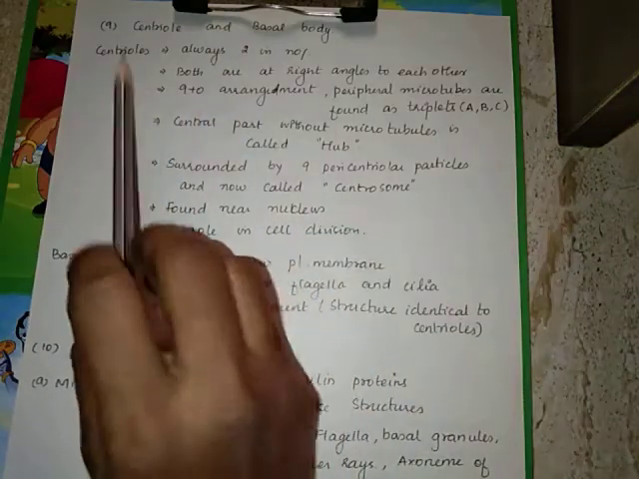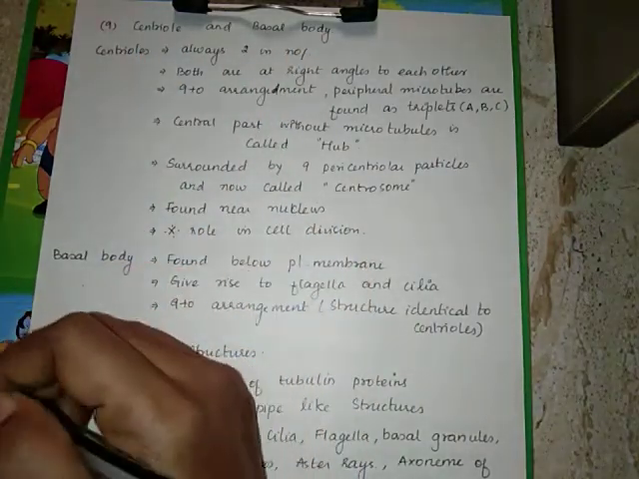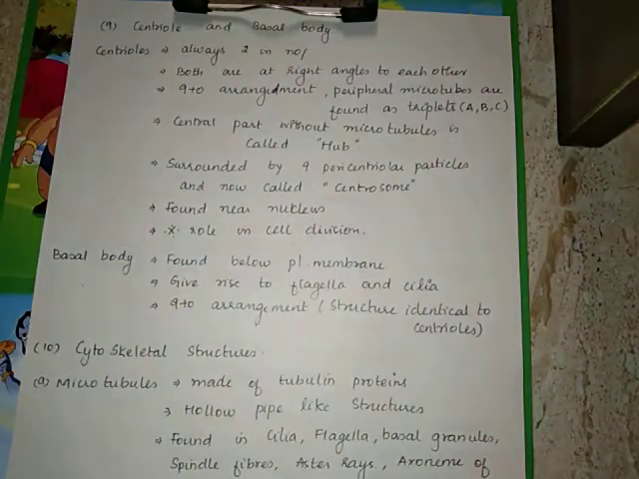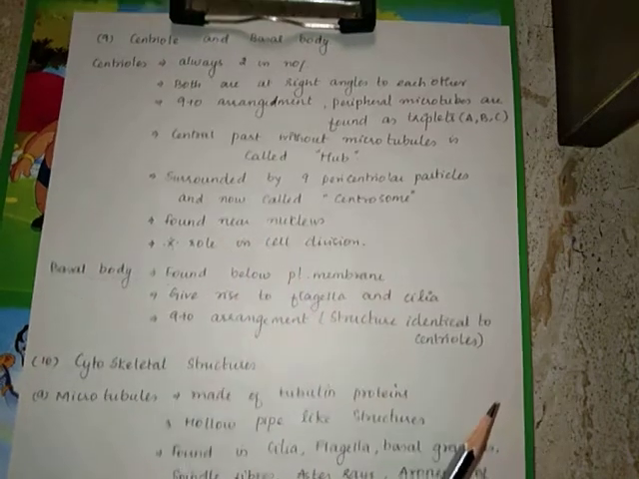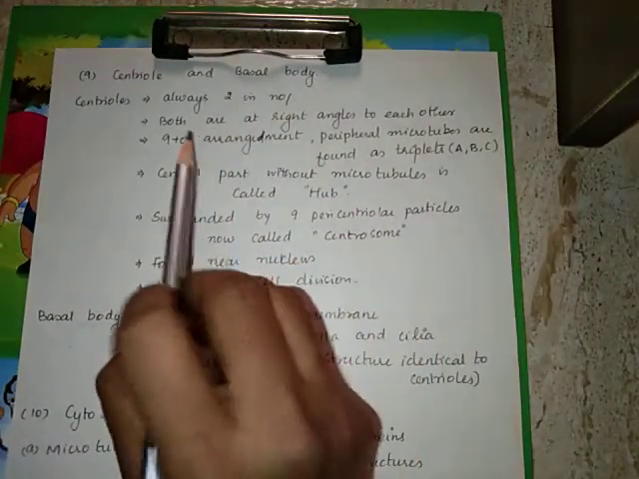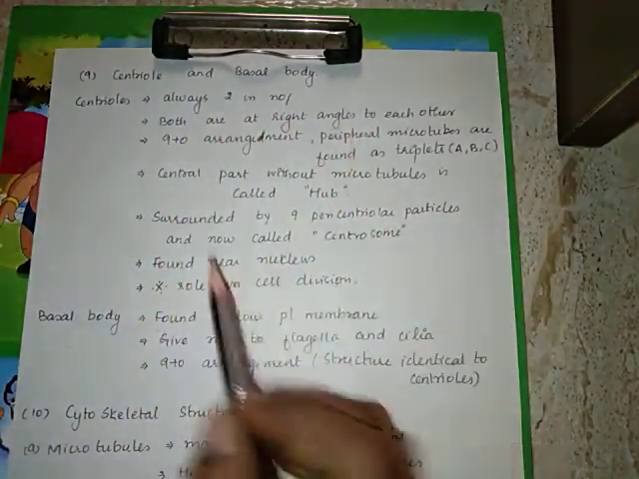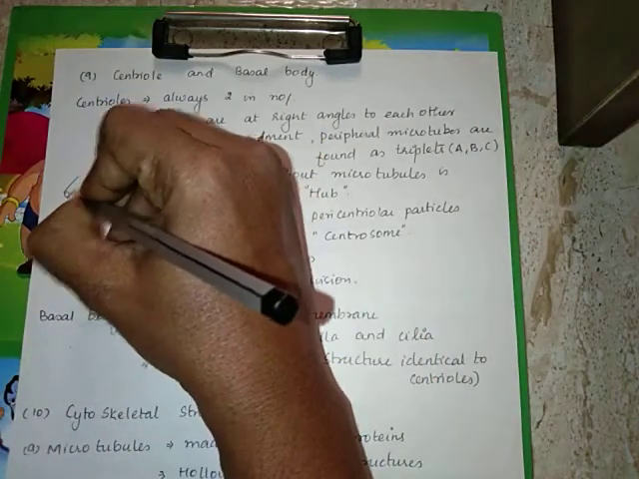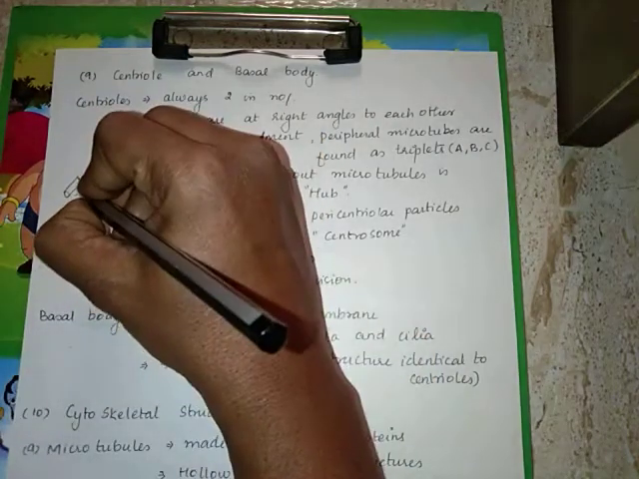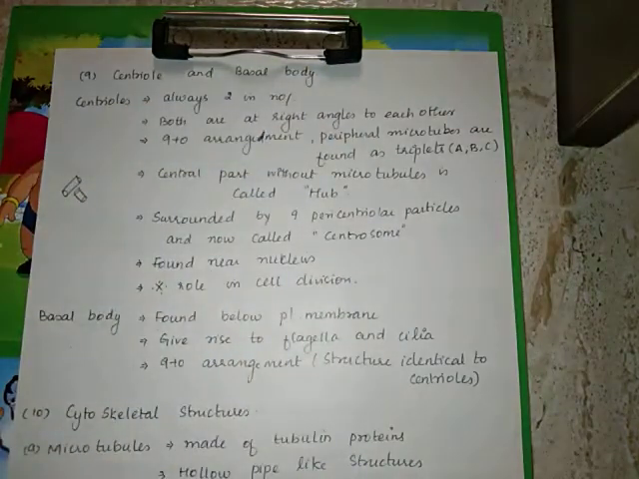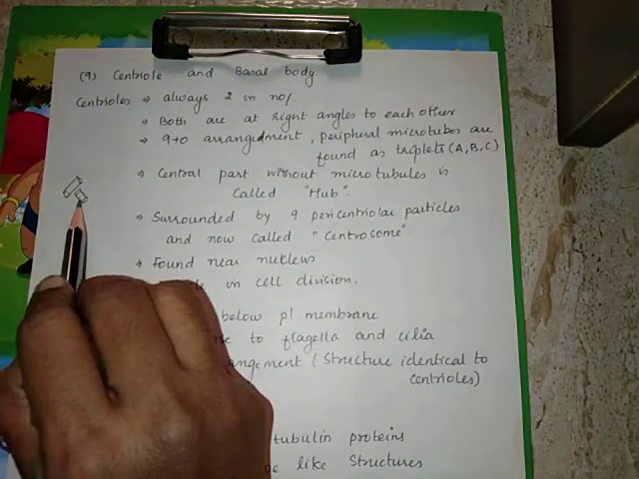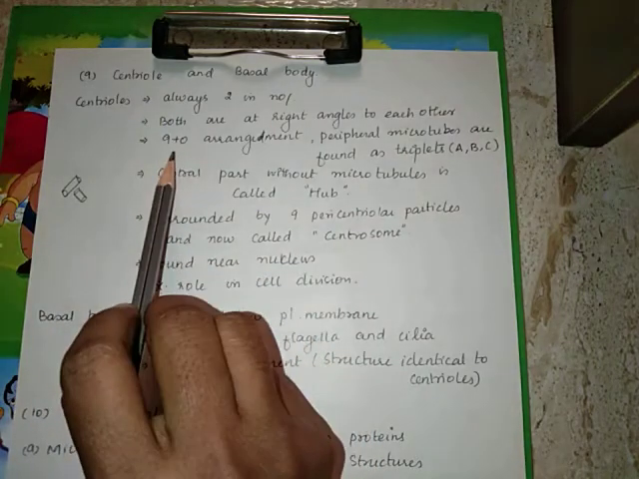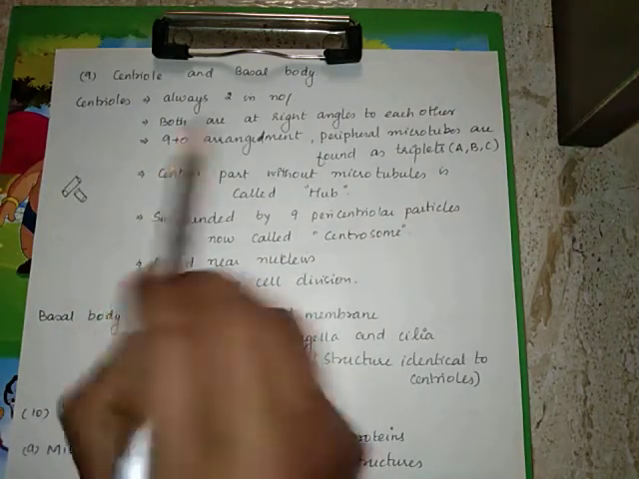The next organelles, centrioles and basal bodies, we can study together because their structures are going to be identical; only their location and their functions are different. First, centrioles are always 2 in number and both will be at right angles to each other. So if this is a centriole, another centriole will be at right angle to it like this. So these are the two centrioles present and their arrangement is the 9 plus 0 arrangement.